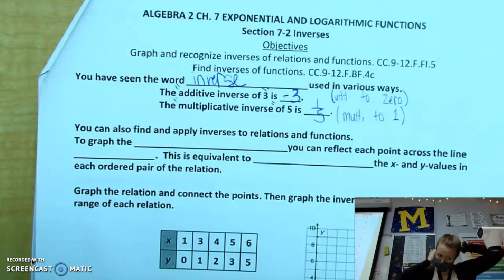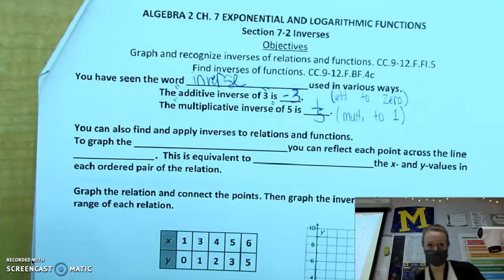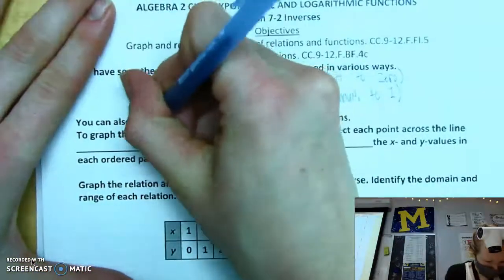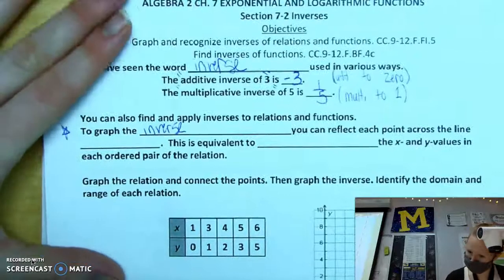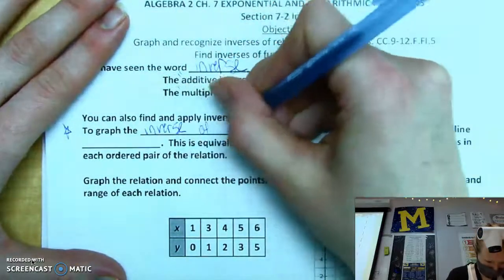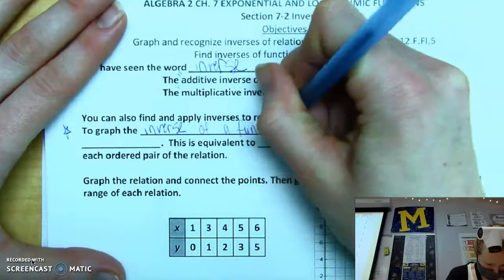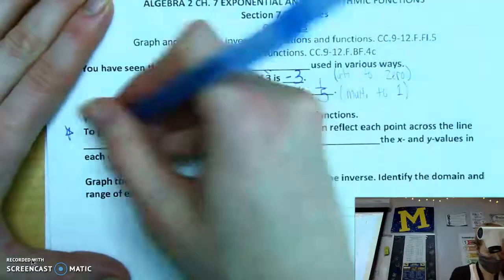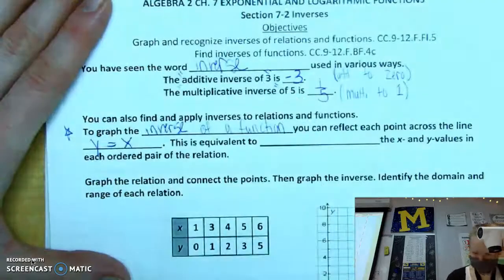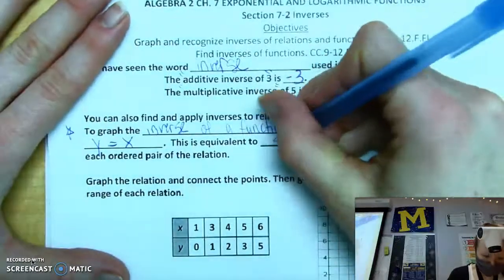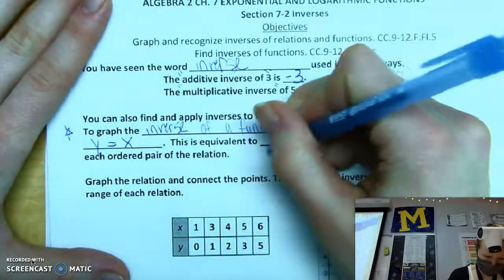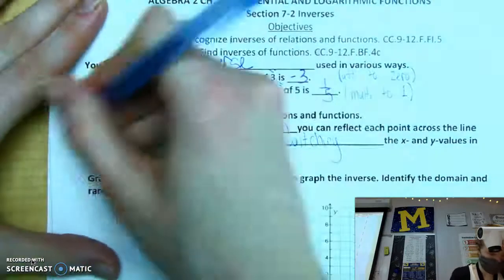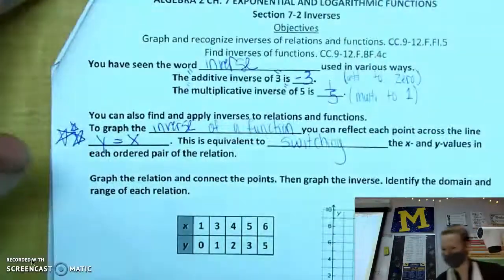And personally, I like the function version of an inverse. So if you're going to use the function version of an inverse, and this is important, to graph the inverse of a function, you can reflect each point across the line y is equal to x. And this is equivalent to switching the x and y values. This might show up somewhere on an essay quiz, this idea of an inverse.